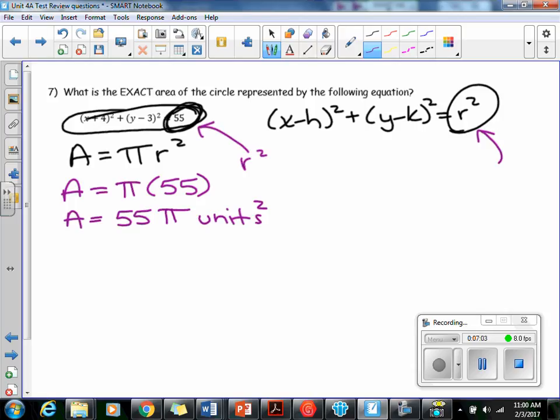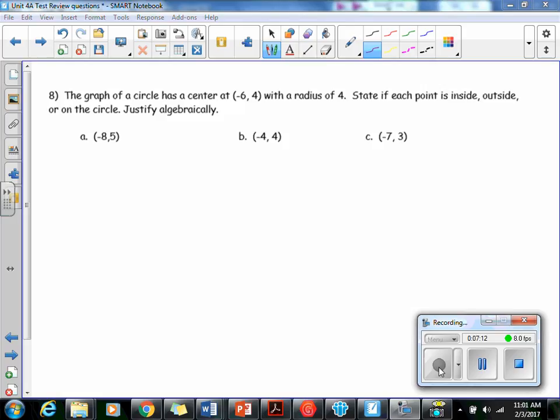All right, so the next one that you asked for, does everybody have this copy? Okay. So for number 8, it says the graph of a circle has a center at (-6, 4) with a radius of 4. And they want us to tell if that point is inside the circle, outside the circle, or on the circle. And they want you to justify it algebraically.